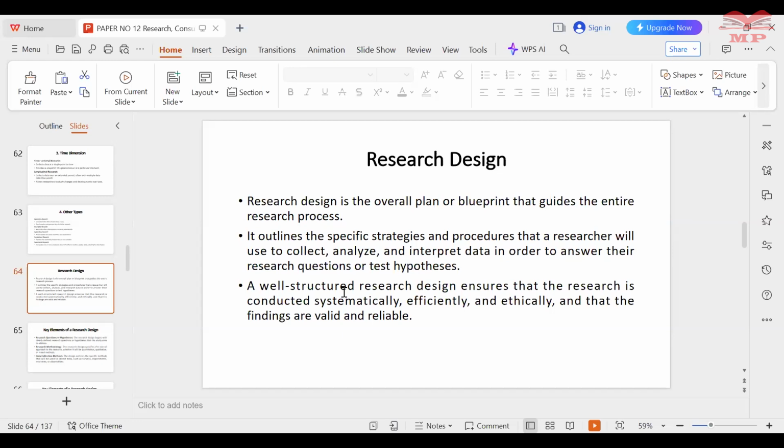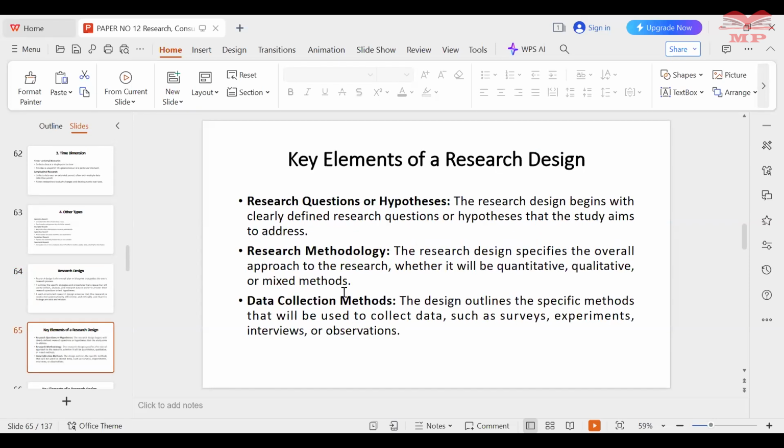And as we are putting it, in a well-structured research design, the researcher can conduct the research systematically, efficiently, and ethically. We shall be looking at the aspect of ethics in research as we go along.